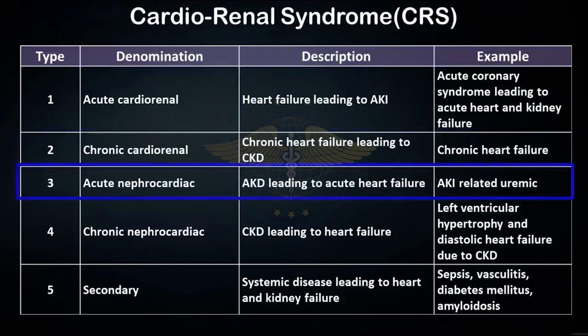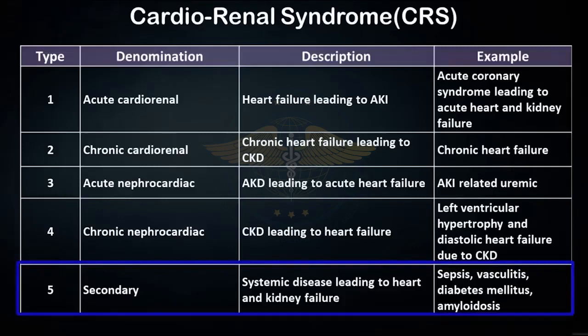Type 3, which is the acute nephrocardiac, where acute kidney disease leads to uremia and heart failure. Chronic nephrocardiac, where CKD with uremia leads to left ventricular hypertrophy and diastolic heart failure, and secondary, where systemic disease leads to both heart and kidney failure, as seen in sepsis, vasculitis, diabetes mellitus, and amyloidosis. Management of AKI in patients with pre-existing heart disease is a challenge. It's a separate discussion, which we will not address here.